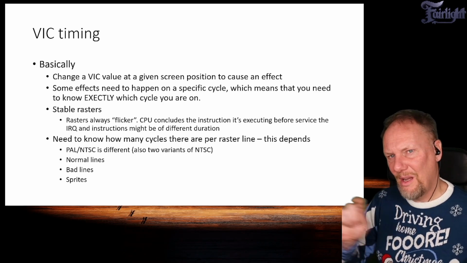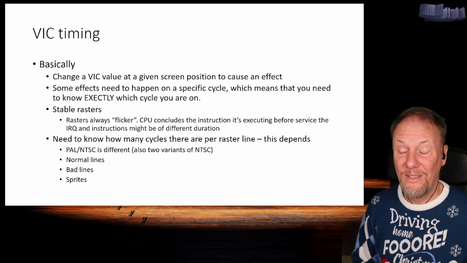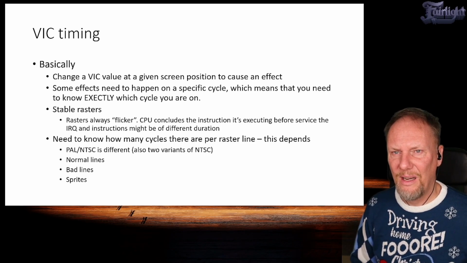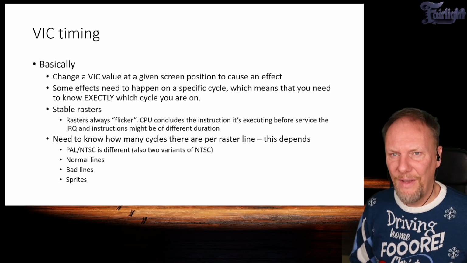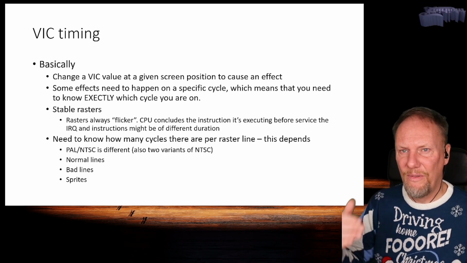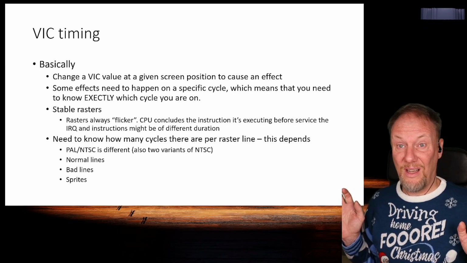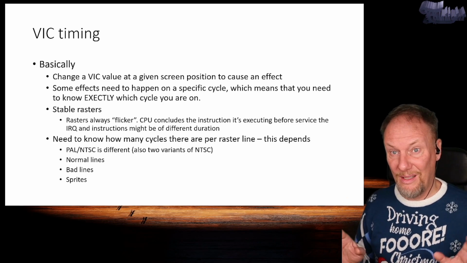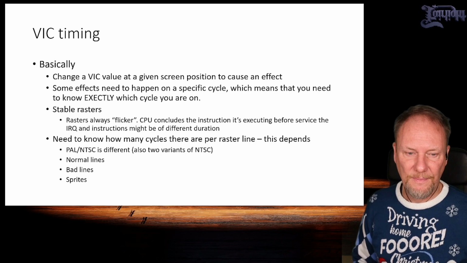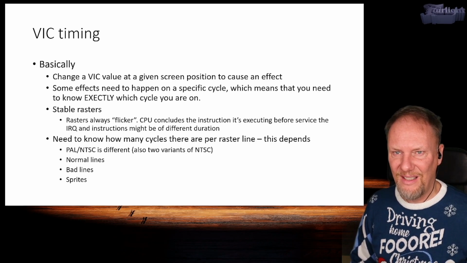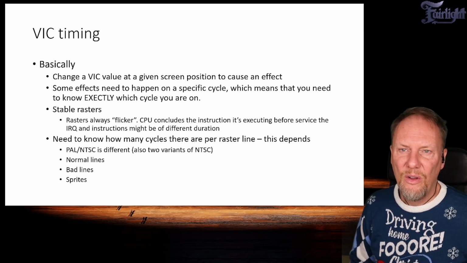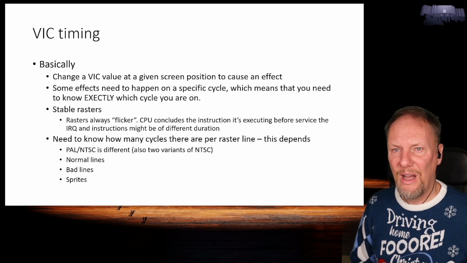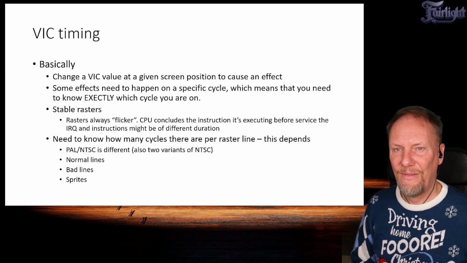And then you have normal lines, and they are 63 cycles. And then you have the bad lines, and I'll show you a bad line. Bad lines is when the VIC takes precedence over the bus and the CPU just sits idling. It's basically halted for the period of time where the VIC is doing its thing, and then it's started again. So bad lines is VIC stealing cycles from the CPU. Also sprites. So on the lines where you have sprite data, you also have the VIC stealing cycles from the CPU.